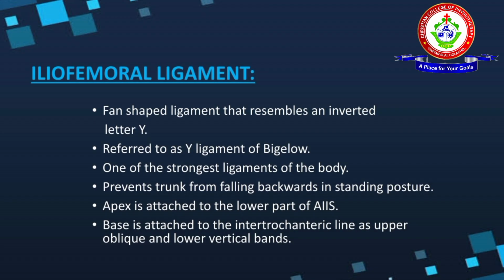Next, we can see about iliofemoral ligament. Iliofemoral ligament is a fan-shaped ligament that resembles an inverted letter Y, so that it is referred to as Y ligament of Bigelow. It is one of the strongest ligaments in our body. It prevents trunk from falling backwards in standing posture. Here, the apex of iliofemoral ligament is attached to the lower part of the anterior inferior iliac spine, and the base is attached to the intertrochanteric line as upper oblique and lower vertical bands.